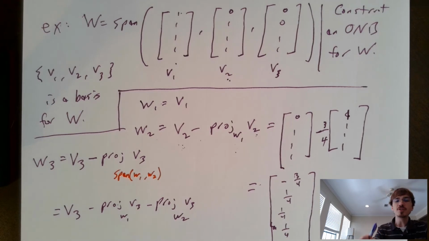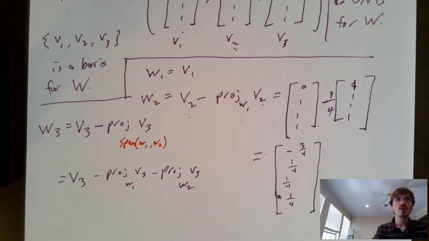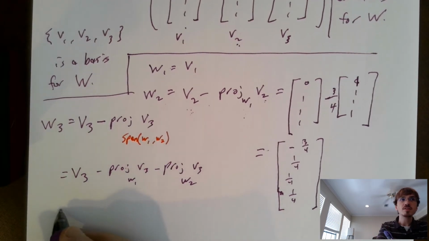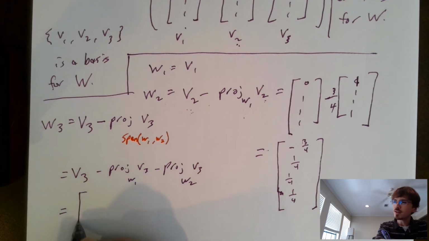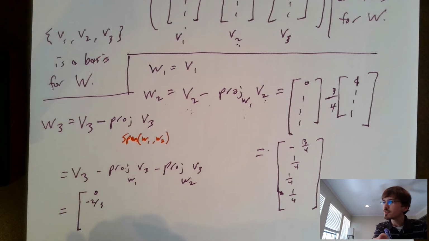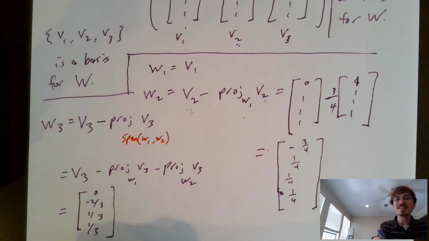Whenever you do this computation, you should see that W3 is equal to the vector 0, negative 2/3, 1/3, 1/3, I think. But definitely pause the video and make sure that you can do this computation yourself. It's just a bunch of dot products and subtraction. There's not a lot of exciting mathematics here.